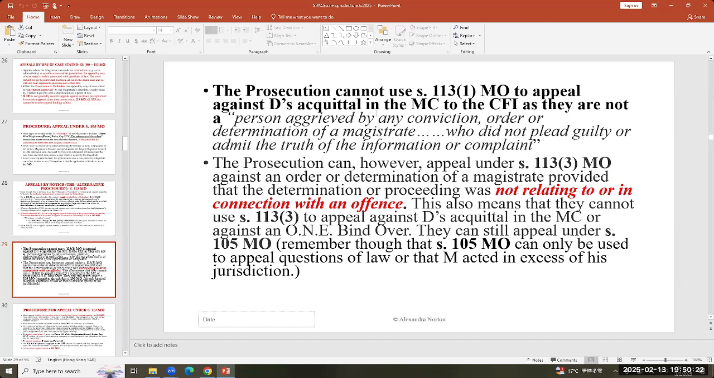They could use Section 113, subsection 3, but they can't use it to appeal the defendant's acquittal. They can't use it to appeal against the fact that an O&E bindover has been used, for example. They'd have to rely on Section 105 and appeal by way of case stated. But remember that only is possible if it's an appeal on a point of law, not on a question of fact.